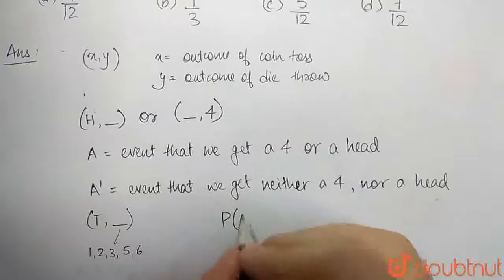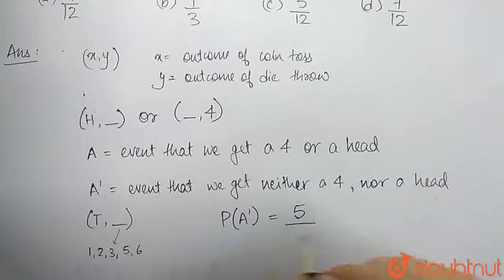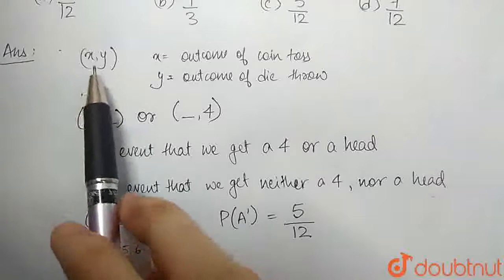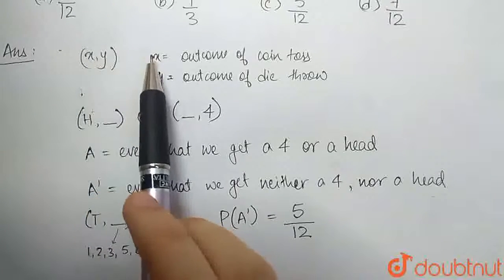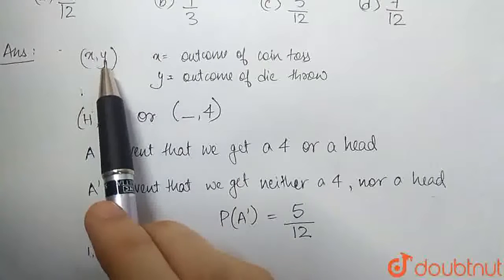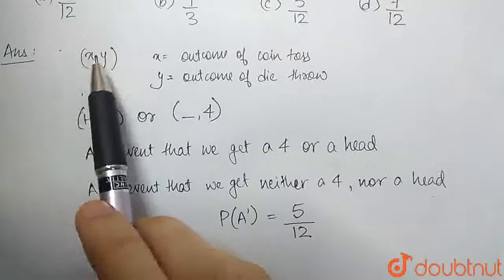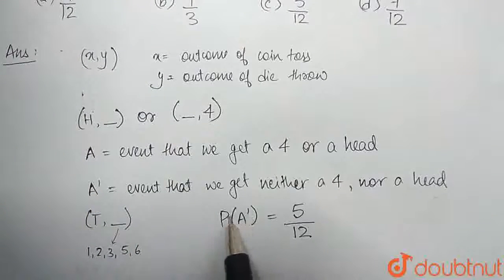Therefore the probability of A complement is 5 out of a total of 12 possible outcomes, right? The total number of outcomes can be 12. How is that? X can have 2 values, right, heads or tails, and Y can have 6 values ranging from 1 to 6. So the total number of possible outcomes is 2 times 6, which is 12. Therefore probability of A complement is 5 by 12.